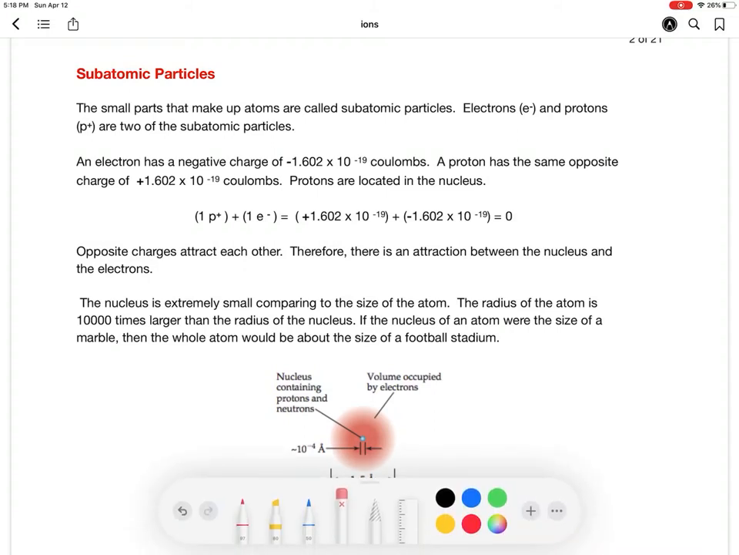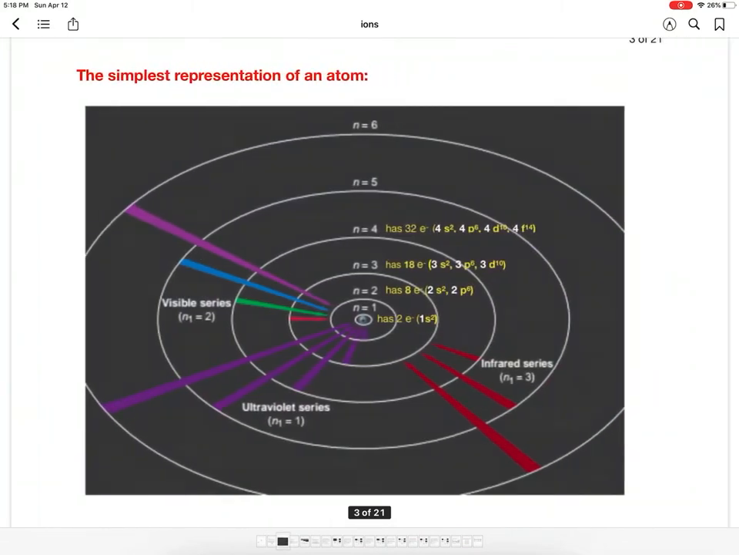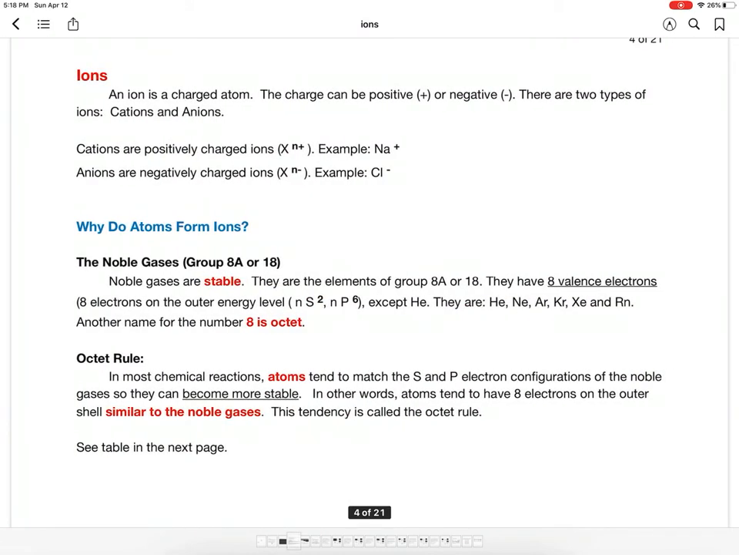Page 1 here. In page 1, just two simple things. Electrons and protons have the same charge, opposite signs, so one proton and one electron add up to 0. This is the atom here. We've seen that before: energy levels and then the maximum number of electrons on each energy level.